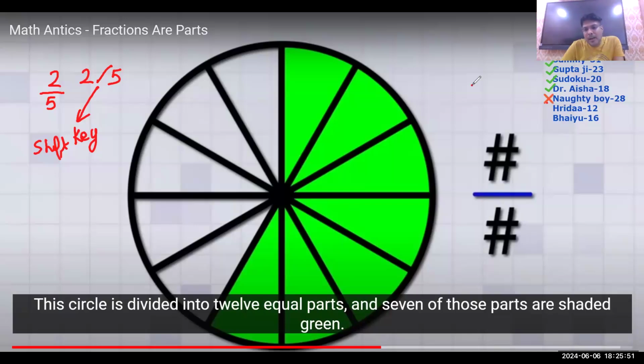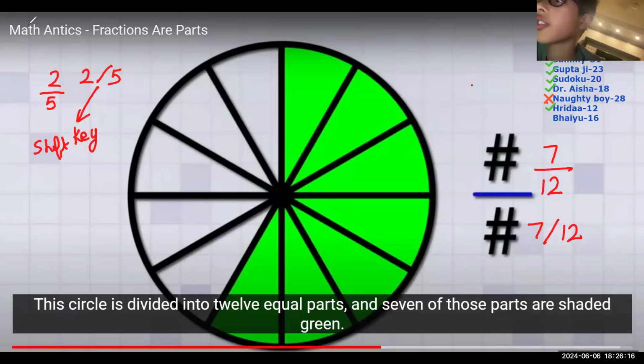Okay, Adhiraj, how many parts are shaded? Tell me. How many parts are shaded? 1, 2, 3, 4, 5, 6, 7. And how many total parts are there? 1, 2, 3, 4, 5, 12. So the fraction will be 7 upon 12. In the chat, you can send 7/12 like this.